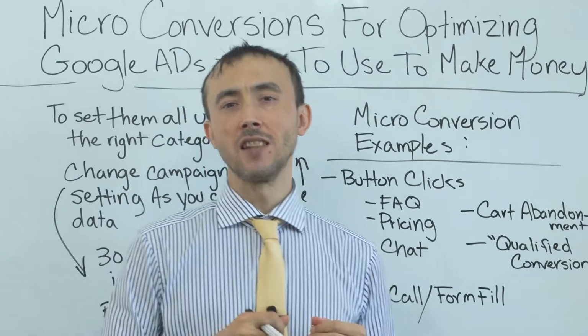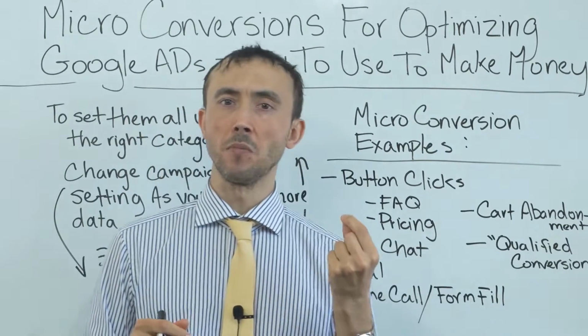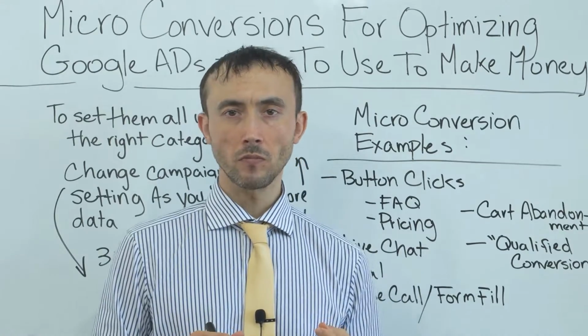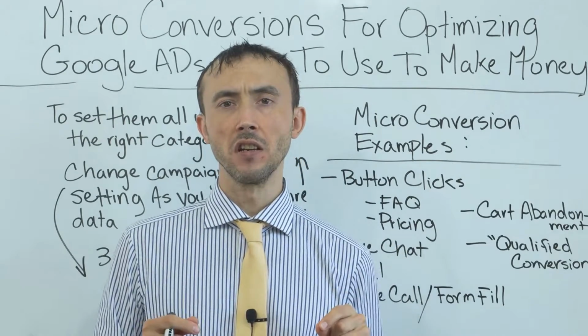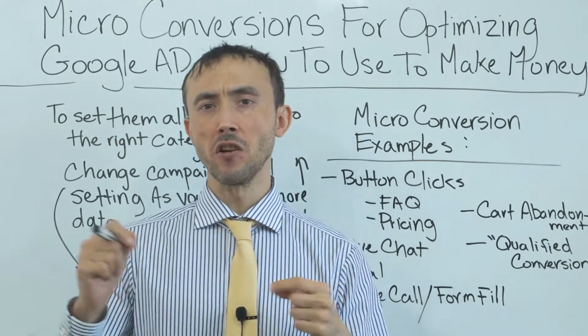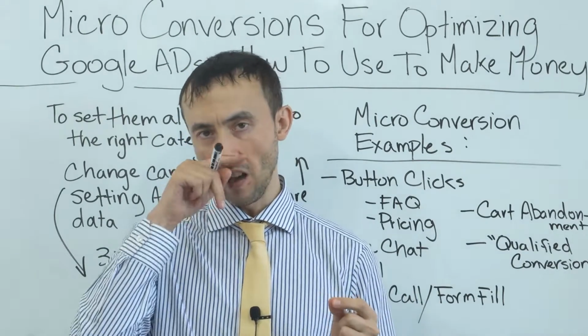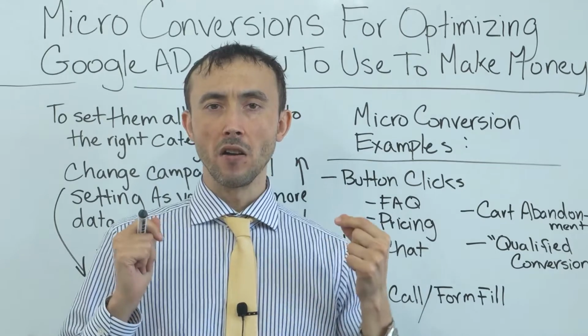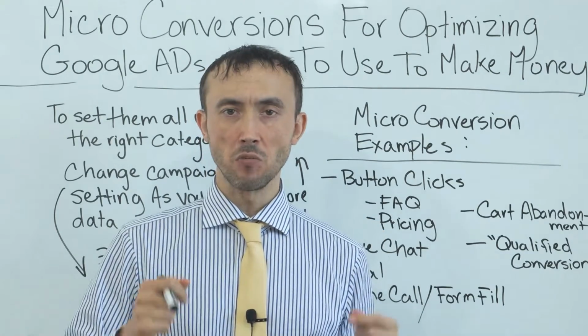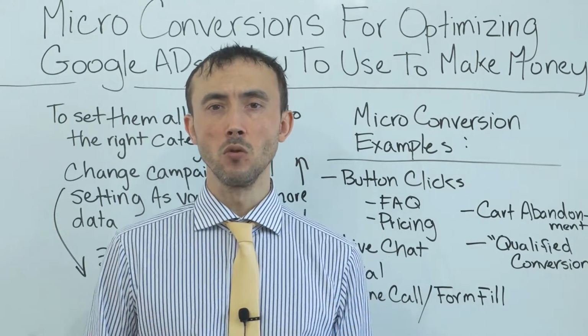And so with that said, if you track people who just add something to their shopping cart as a micro conversion, and you use that information to steer your ads, it would be better than steering your ads with nothing at all. Okay?